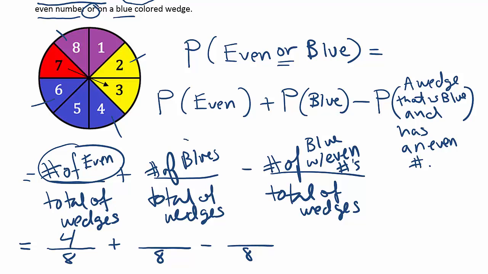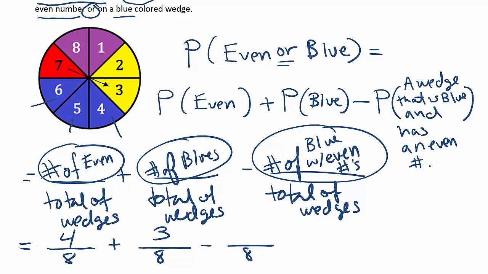Then for the next fraction, we need the number of blue wedges. Well, we can see clearly that there are 3 blue wedges: 1, 2, 3 there, so 3 blue wedges. And then finally, we need the number of blue wedges that also have even numbers on them. You can see that that's this wedge and this wedge, the one with the 4 and the 6 on them. So that's 2 of those.